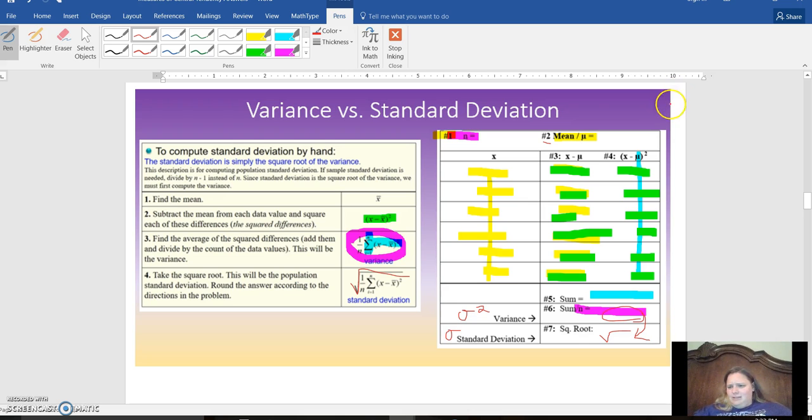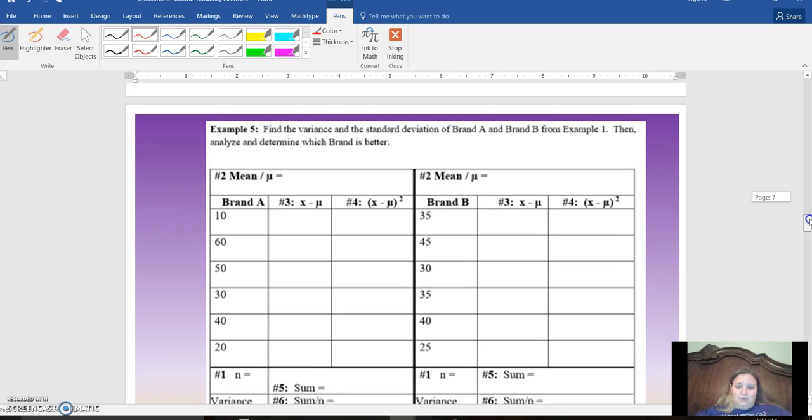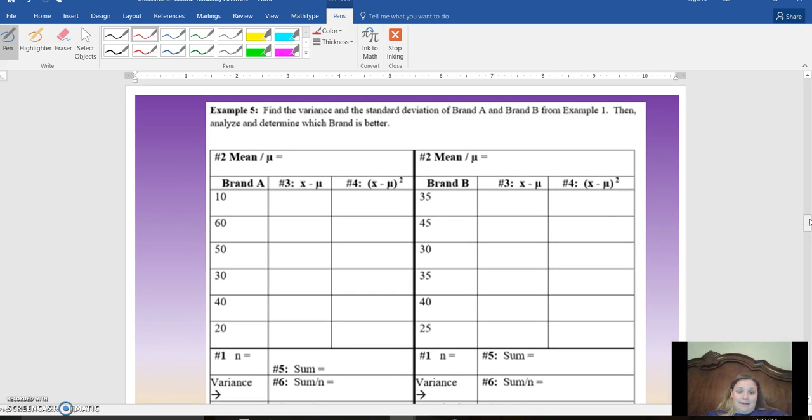Okay, it's long, no doubt. But let's do it. Here we are, so we're back to our data set. I filled out the chart. There's 6 of them. So the mean we found was 35 for the problem we did just a couple of minutes ago.